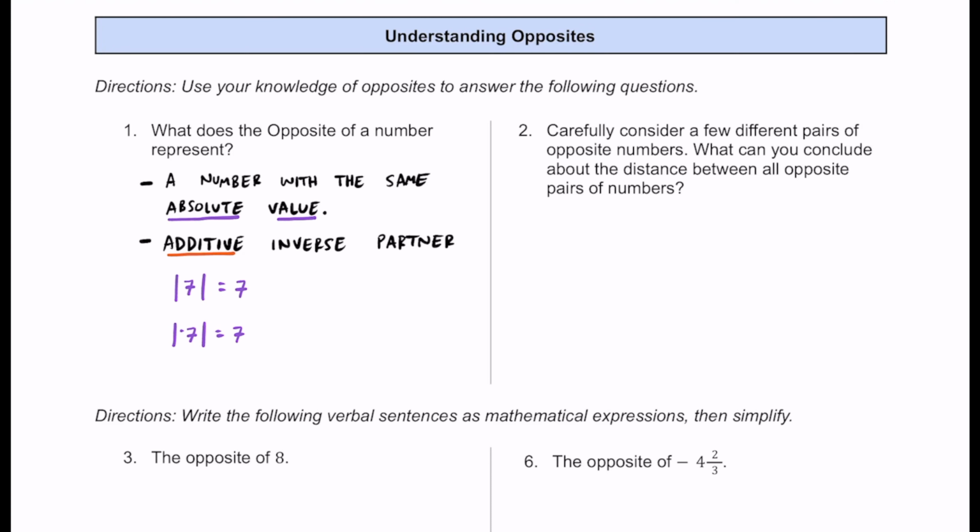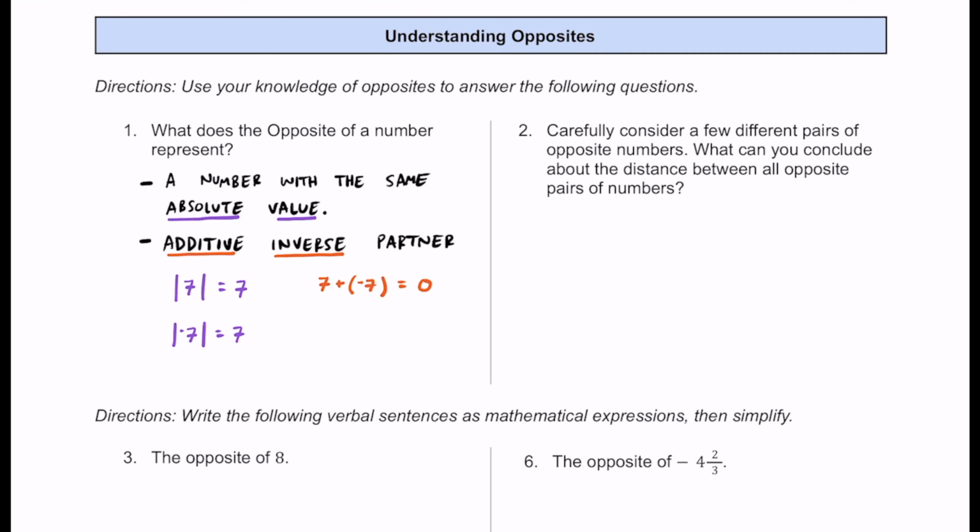Now for the additive inverse partner, that really just means what number do you add so we get 0. So if you take 7, the opposite of 7 would be -7. That's its partner, but whenever you add opposites, you always get 0. Okay, so that's what the additive inverse property talks about.